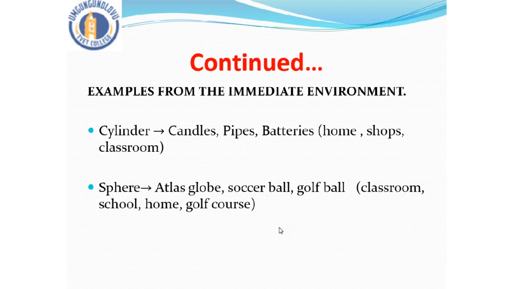Then for the second one, the examples from your immediate environment. You have your cylinders. What are the cylinders from your immediate environment? Those are the candles, the pipes, the batteries. These are found in these environments, the home, shops, and classrooms. Then the spheres. The spheres are the atlas globes that are normally found in your classroom, your soccer ball, your golf ball. All these things are found in school, home, or the golf course.